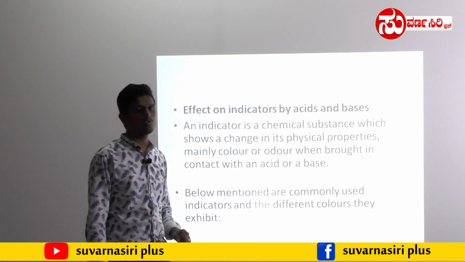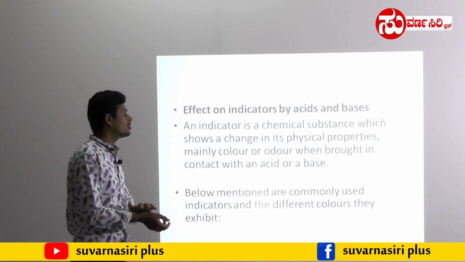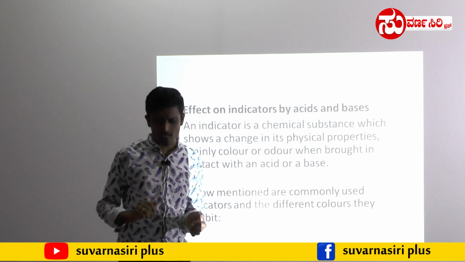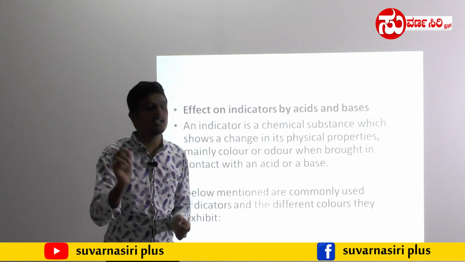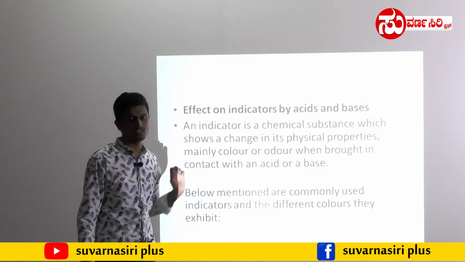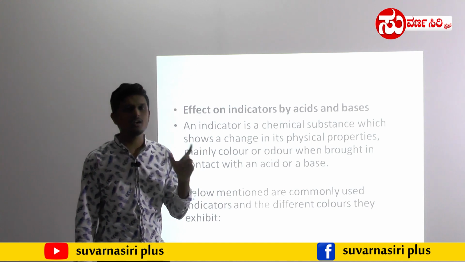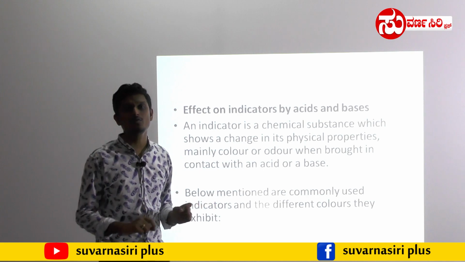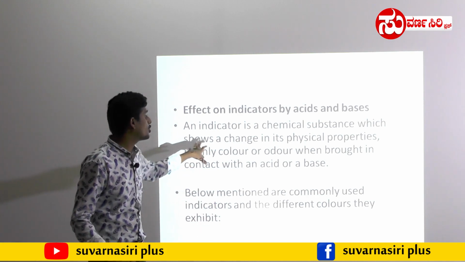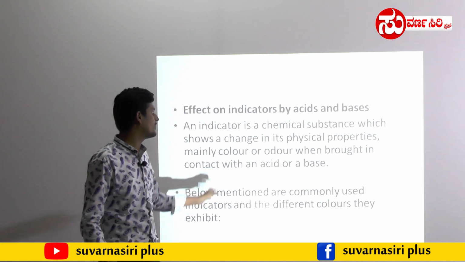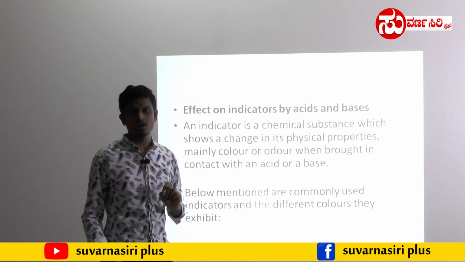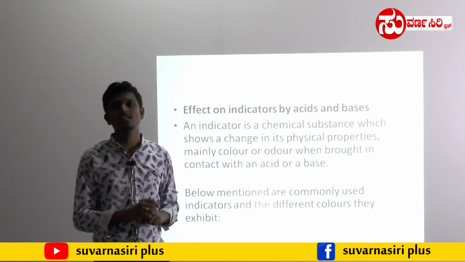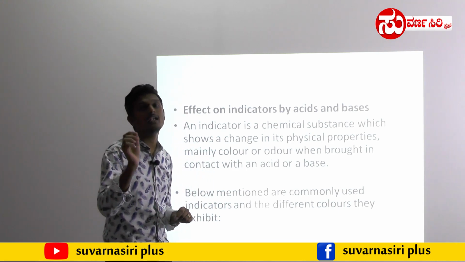Next we will move on to indicators. What are indicators? Indicators are chemical substances that help to know which one is acid and which one is base, by showing a change in physical properties, mainly color or odor. Even in our home, turmeric powder also acts as an indicator.